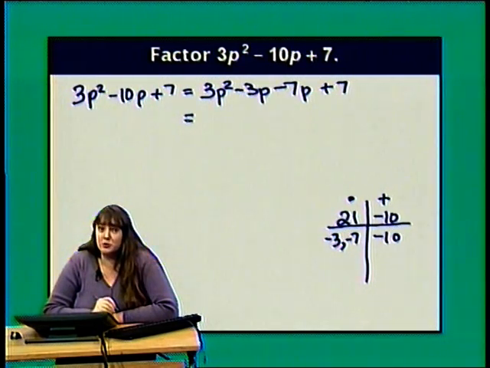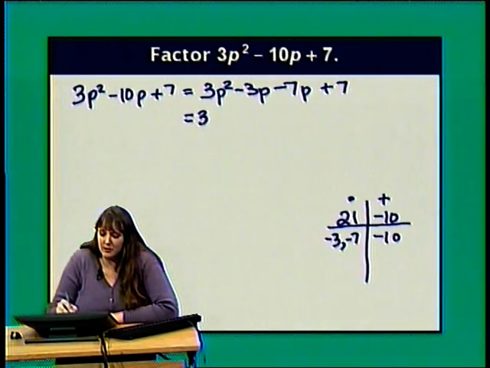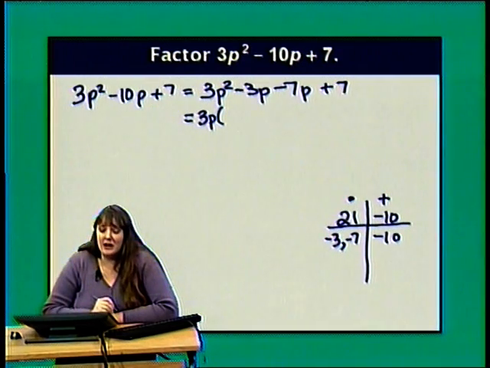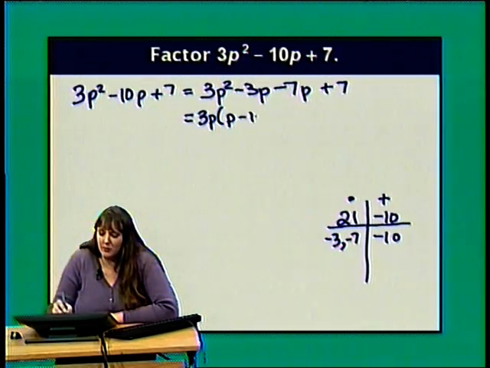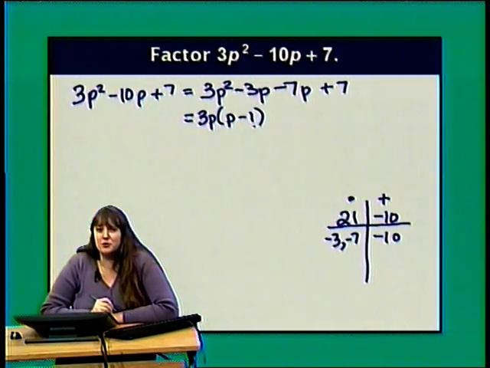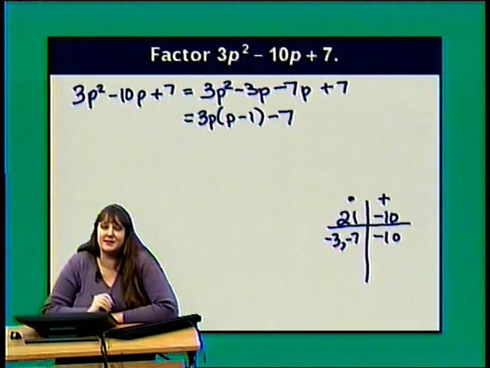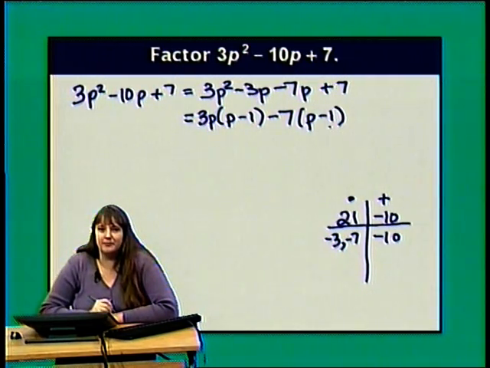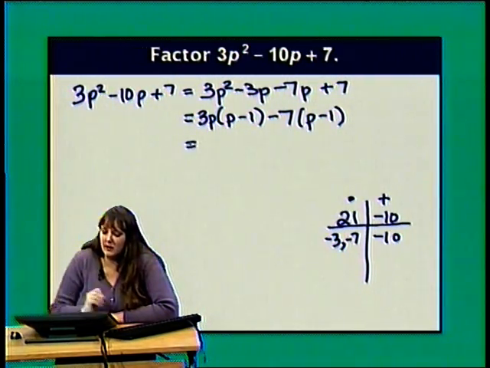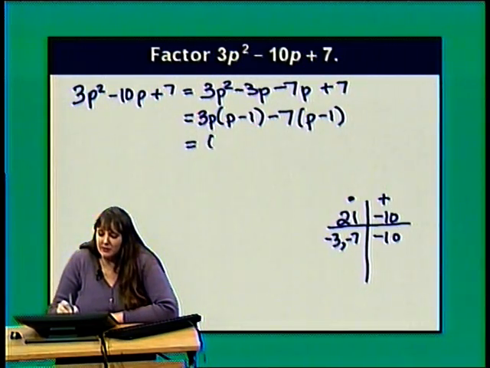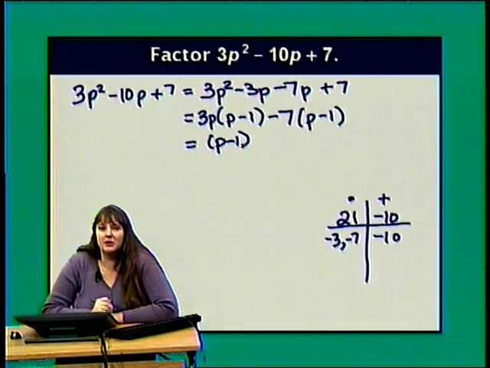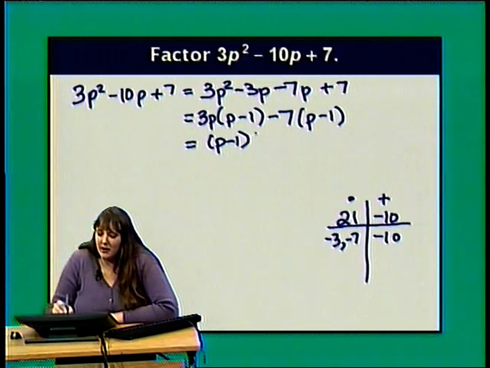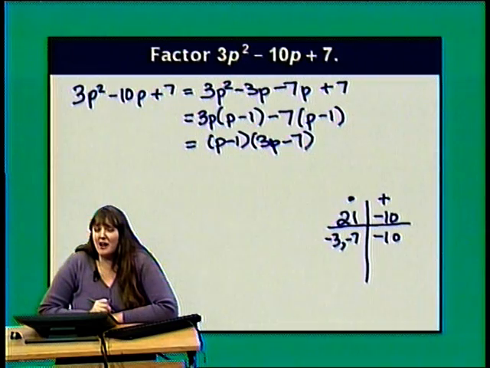From the first two terms, I can pull out a common factor of 3p. Pulling that out leaves behind p minus 1. From the second two terms, I can pull out 7 or negative 7. I want to pull out negative 7 here so that I can leave behind p minus 1. So now I have this common factor of p minus 1. When I factor that out, I leave behind 3p minus 7. So the same thing I got by guessing and checking.